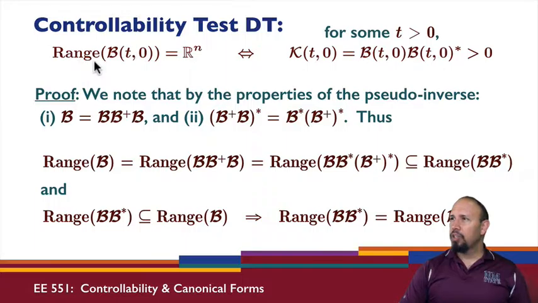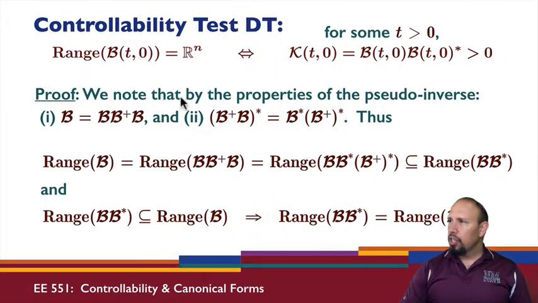So this basically says the range of the control map is equal to Rn. So that's actually what our definition of controllability is. If and only if our controllability Gramian is positive definite for some t greater than 0. Okay. Notice it doesn't specify what the t is. It just says there is some t for which this is positive definite.